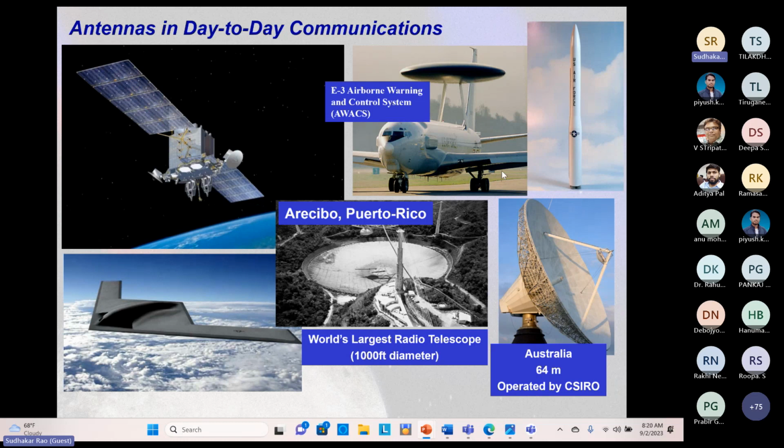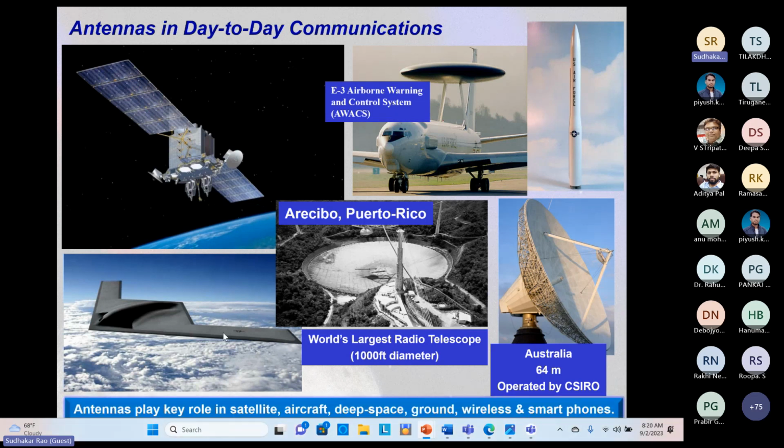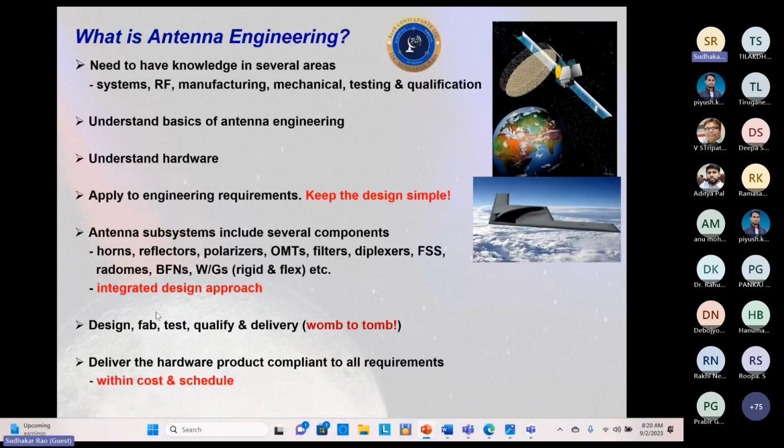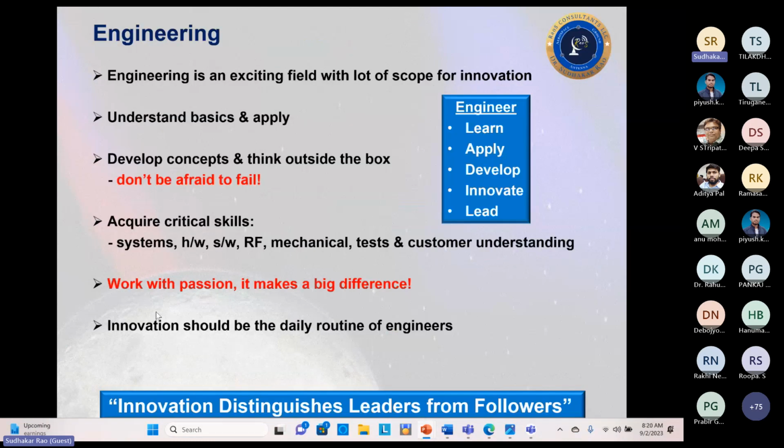What you see here, we'll talk about more, but on the bottom right, it's a B2 bomber. You can see there are no antennas you can see because it's all stealthy. You cannot identify this aircraft by any radar means because the radar cross section is very, very low. That's how it's made, all this material. But there are almost about 40 antennas, I think, embedded in this structure. So this is a different sort of beast.